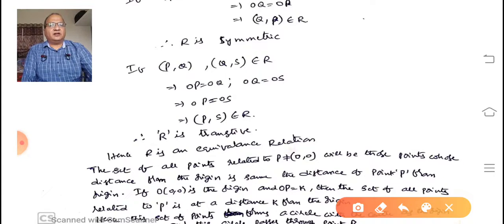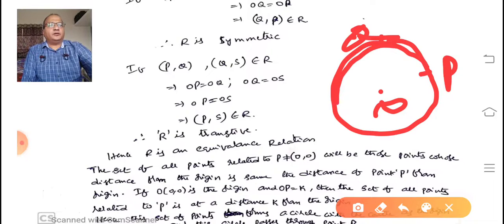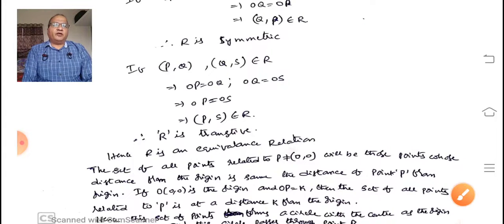Next point, it's not complicated. I will take P, Q, so I take OP. Now you collect all the points which are equidistant from the origin, that will form a circle. The set of all points related to P will be those points whose distance from the origin is the same as the distance of P from the origin. So we are collecting all the points where OP is equal to OQ.